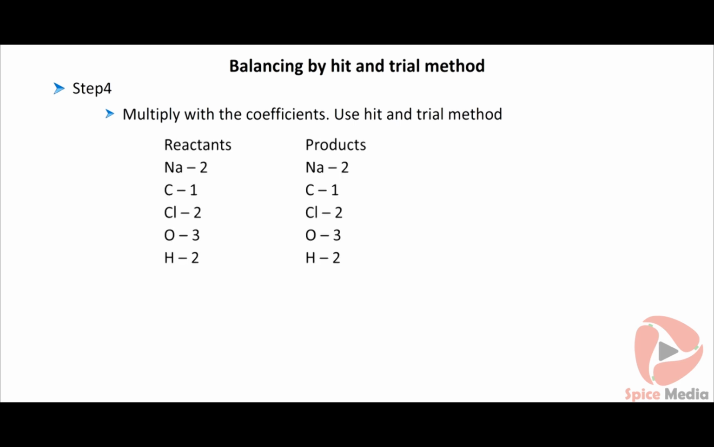Reactants: Na2, C1, Cl2, O3, H2. Products: Na2, C1, Cl2, O3, H2. Na2CO3 plus 2HCl gives 2NaCl plus H2O plus CO2. The equation is balanced. Example, reaction between aluminium hydroxide and sulfuric acid.